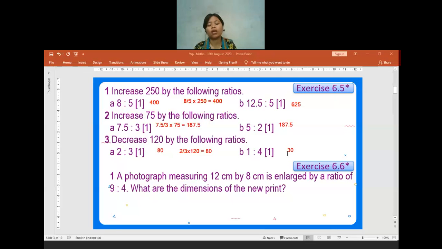No? Okay. If you have no confusion, let us move to question 1 from exercise 6.6. A photograph measuring 12 centimeters by 8 centimeters is enlarged by the ratio of 9 to 4. What are the dimensions of the new print?